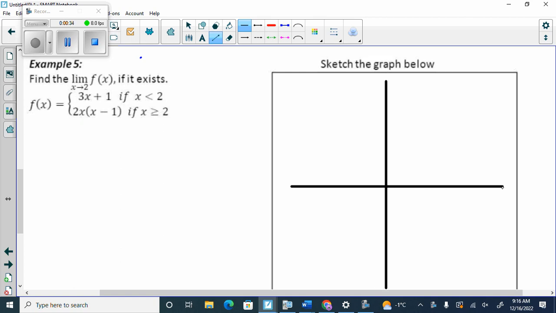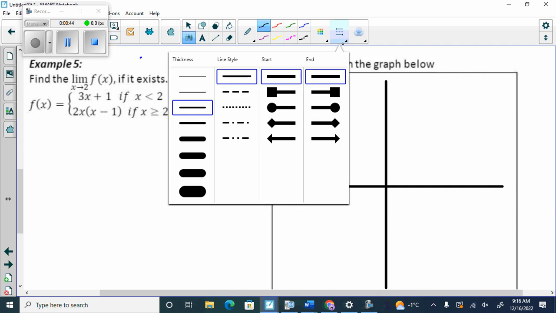I know, I'm using the line feature. She's using the line. No, her hand is just that steady. Line. You know, it's fine. I got this. Okay.